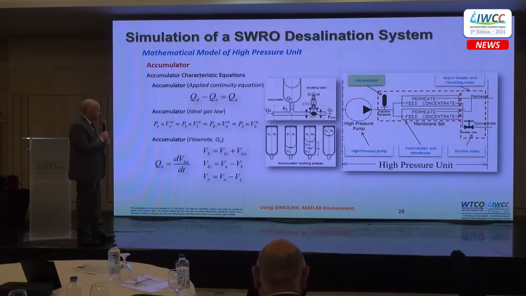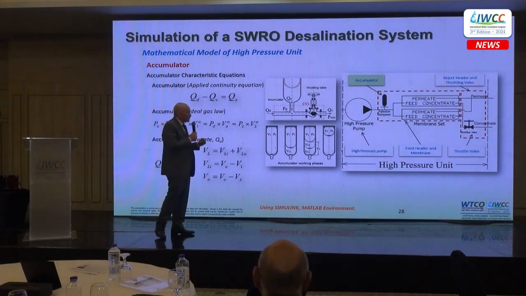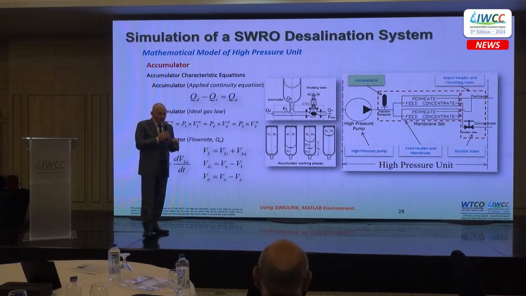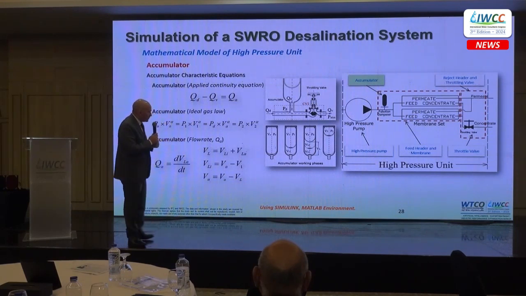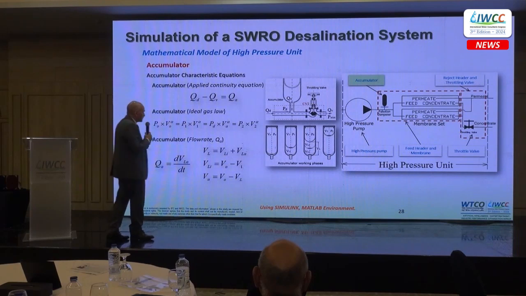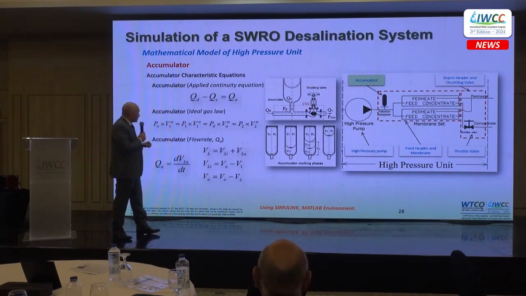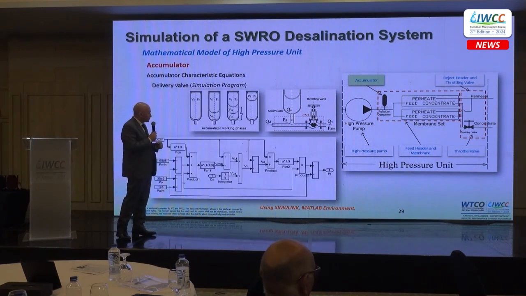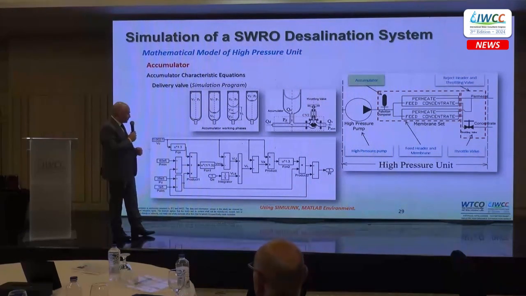Here we have a case for the positive displacement pump. We have to use a pulsator or accumulator to avoid the effect of the pulsation of the piston on the rest of the system. So we also find the characteristic equation for the accumulator, for the valve, and so on. And this is the simulation model using MATLAB for this item.